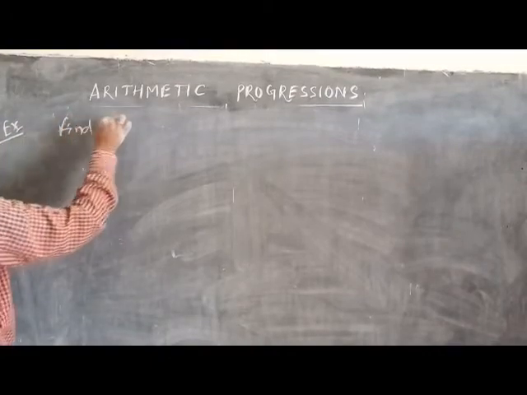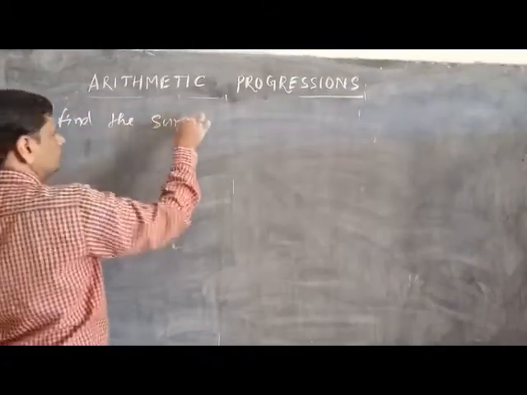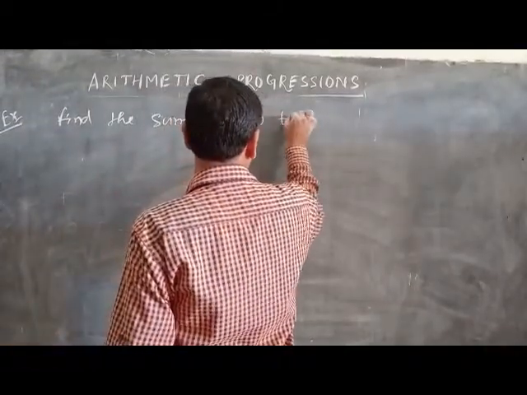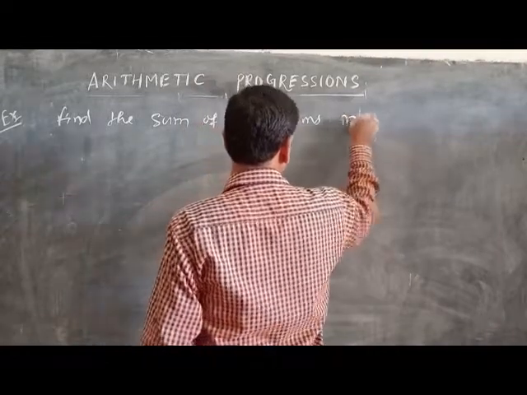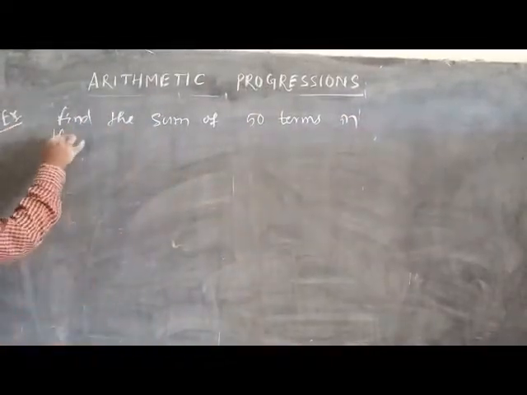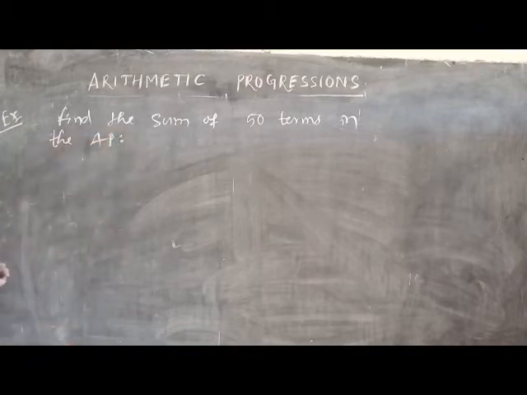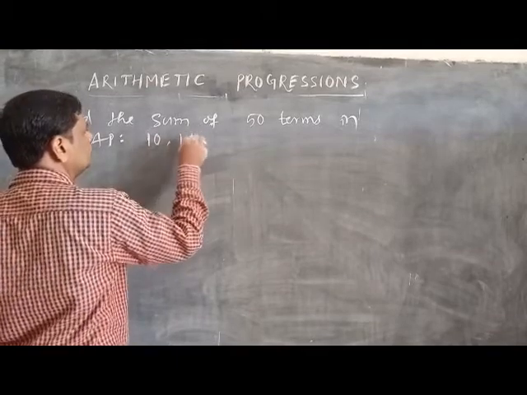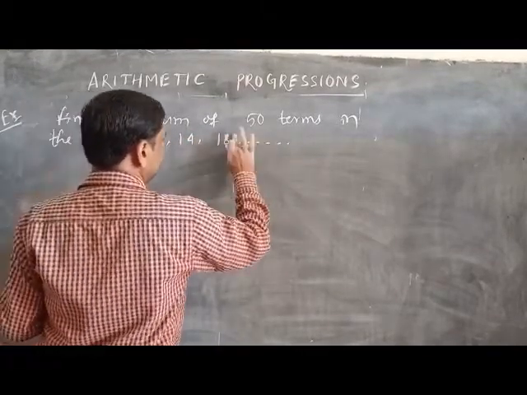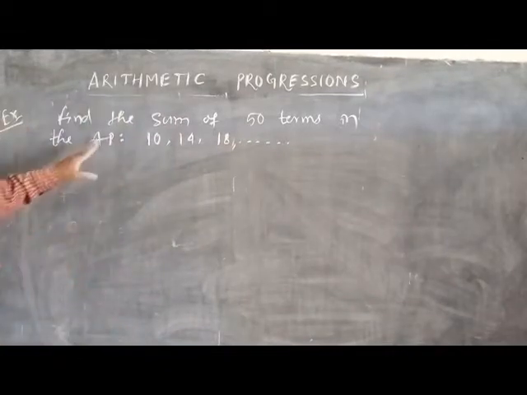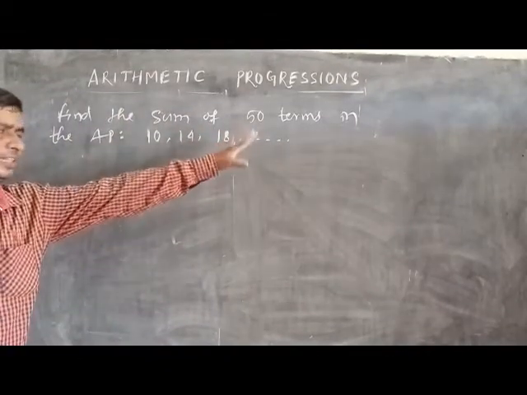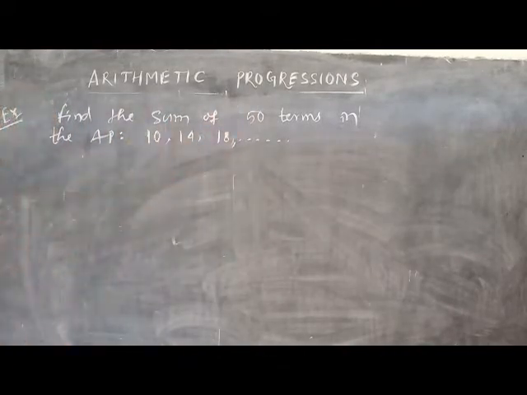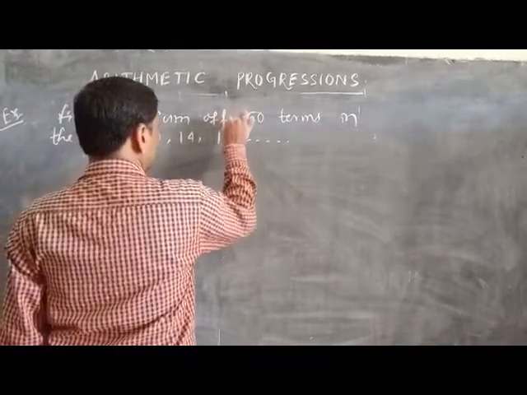Find the sum of terms in the AP 10, 14, 18, 22, like that. We have to find the sum of first 50 terms.